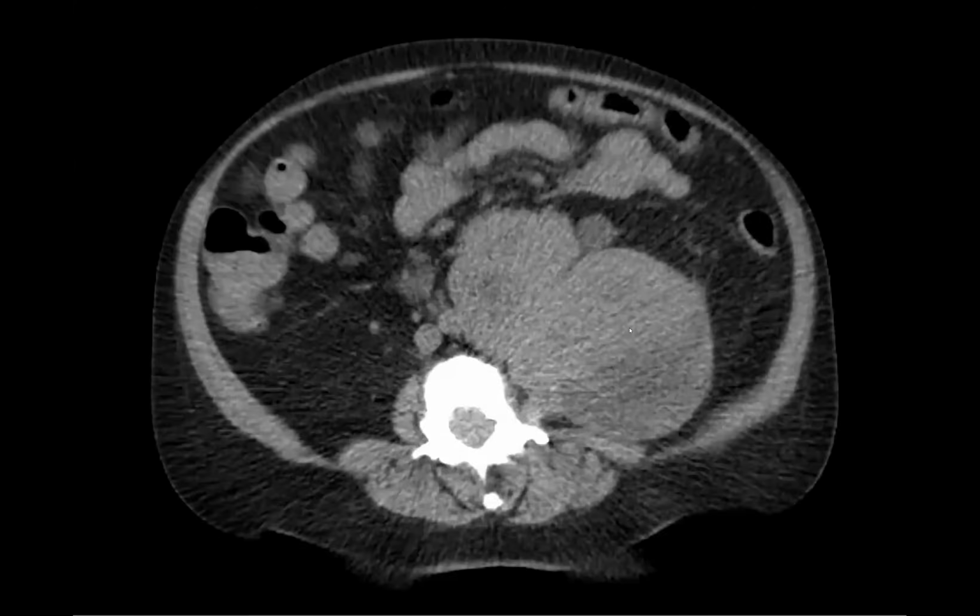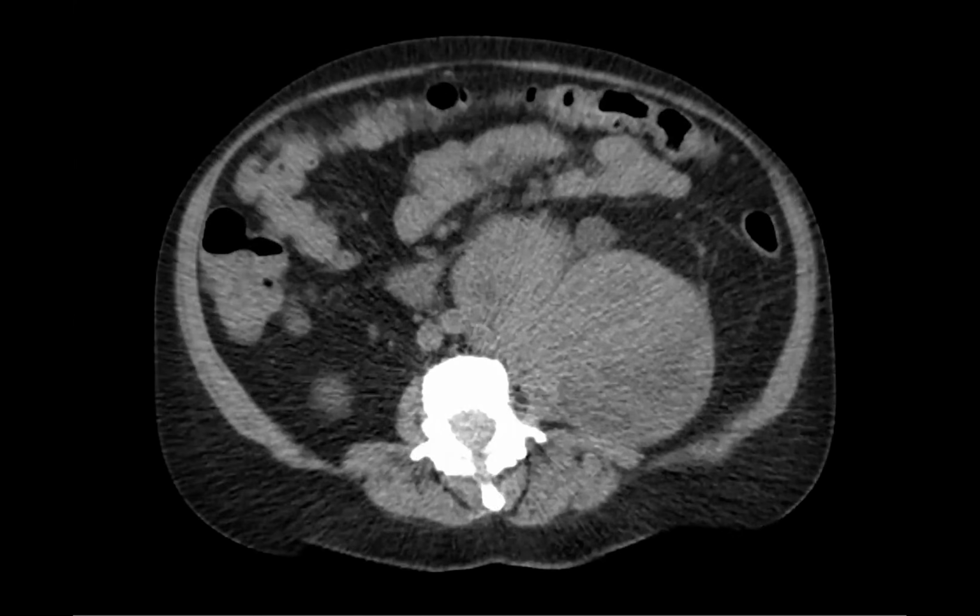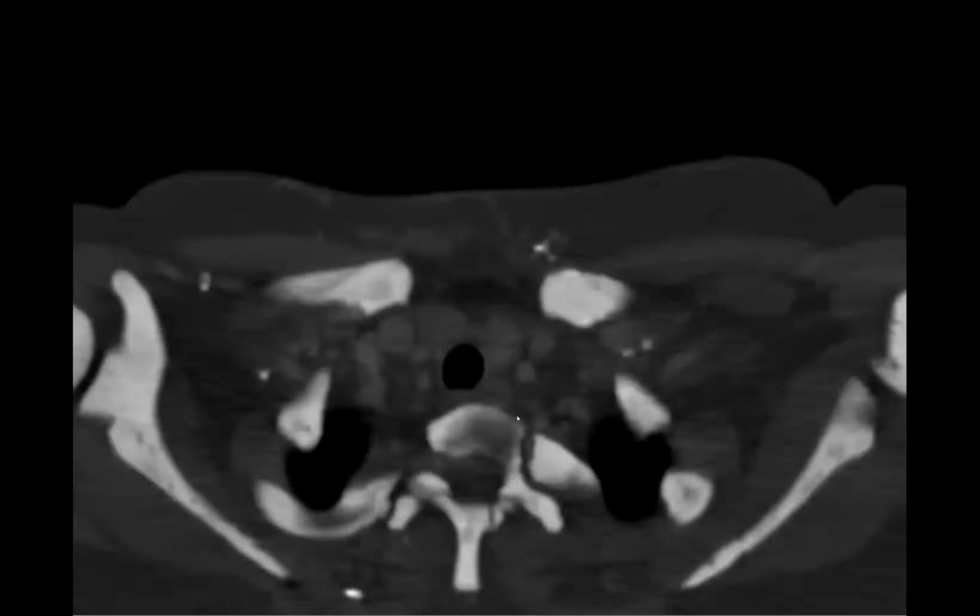How old was the patient? In their 30s. Wow. Wait, I want to show you one more thing. I've never seen osteopetrosis in adults. That's cool. This is an uncommon case.